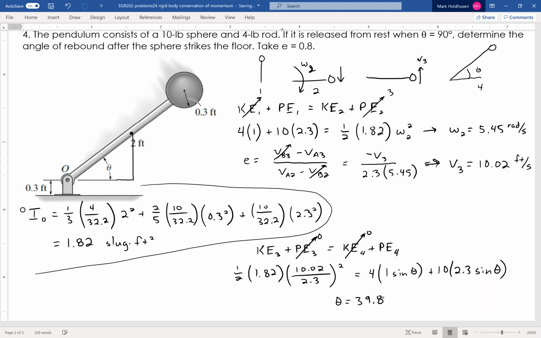So many of these problems we have to break up into these pieces, apply energy, apply momentum to some, and kind of step through piece by piece, finding each state in the process to calculate the final thing that we're looking for.